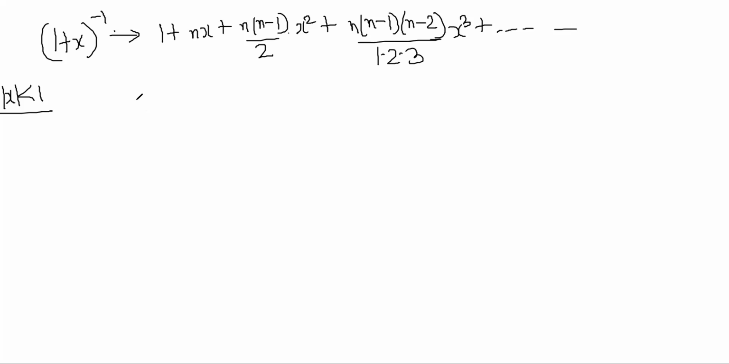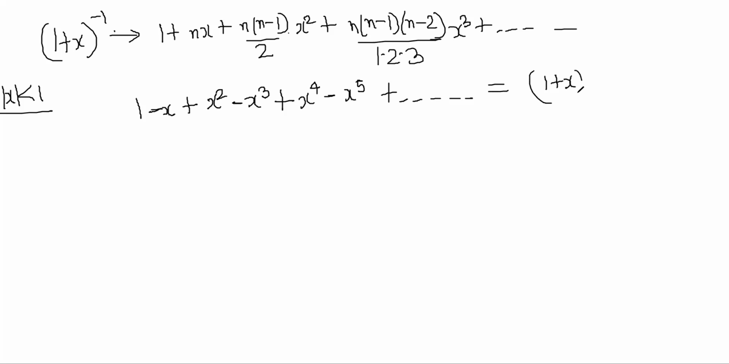When you put the value of n, what happens is 1 minus x plus minus 1 into minus 2, which is plus 2 by 2, so x square. Then this one becomes minus 1, minus 2, minus 3, so everything cancels, but minus remains. Plus x4 minus x5, and so on is the answer for this one, (1 plus x) power minus 1 or 1 by 1 plus x.